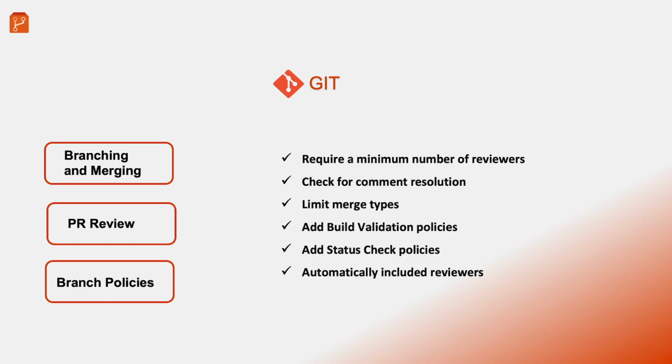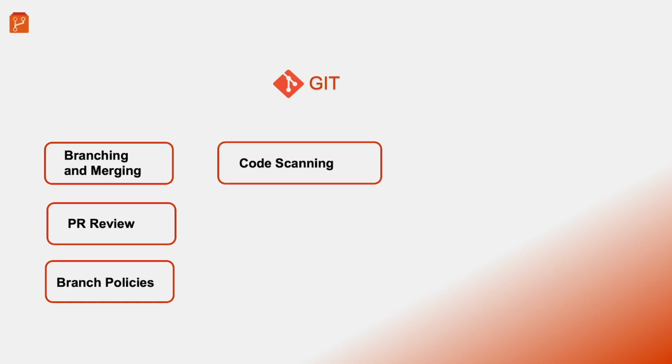Branch policy, this is a very powerful feature. So you can ensure that a minimum number of people are reviewing the code before merging. Ensure that the comments have been fixed. You can limit the merge type, for example, it should be fast-forward or squash only. Include specific reviewers, for example, the architect or lead. And you can also specify, for example, that there should be no direct commit on the main branch, always via PR. So with these features, you can control the quality of your code.